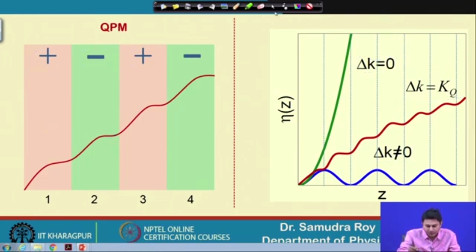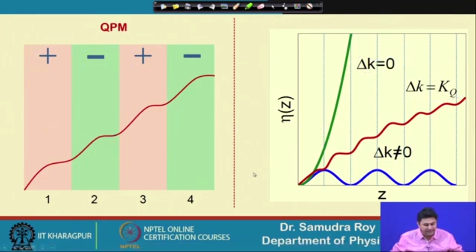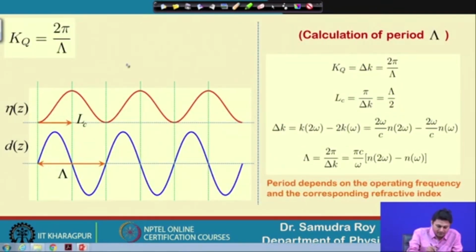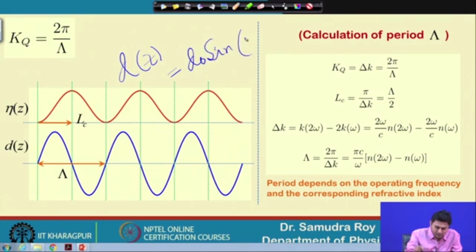Today we will do a more detailed calculation, in order to find this periodicity of d. Because d, if you remember, is a function of z, and it was d_0 sine of k_q z.